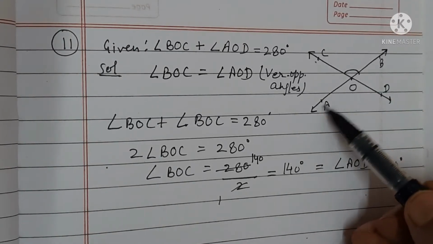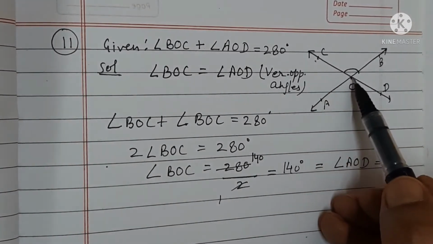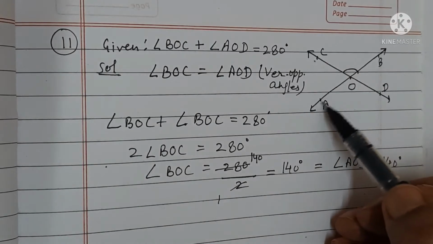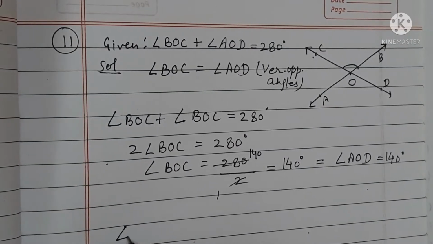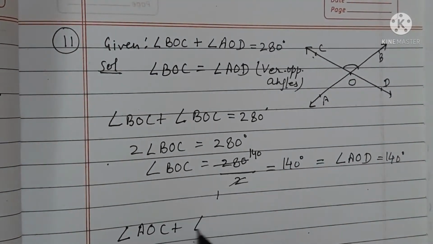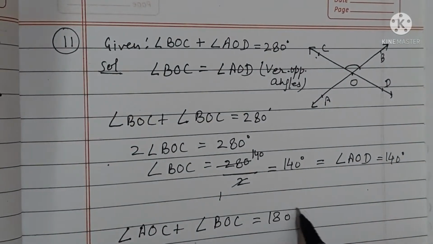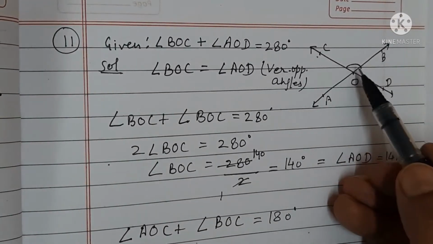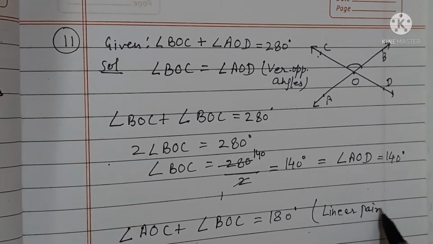Now AB is a straight line and OC is a ray standing on it. So the sum of angle BOC plus angle AOC will be 180 degrees. So write here: angle AOC plus angle BOC is equal to 180 degrees. Linear pair, you can say, adjacent angles. Give the reason: linear pair of angles.